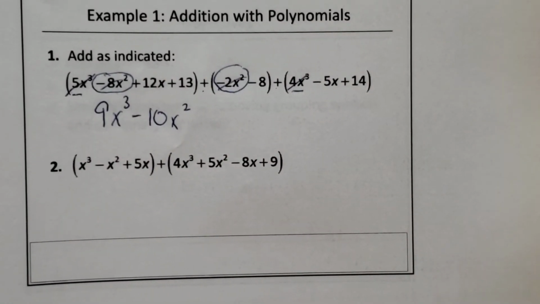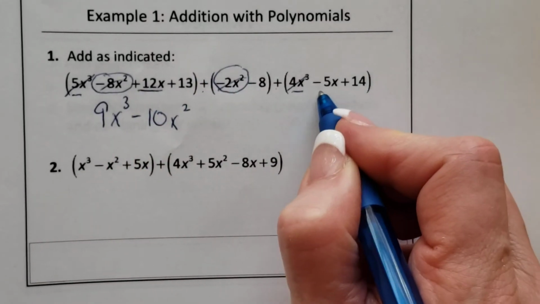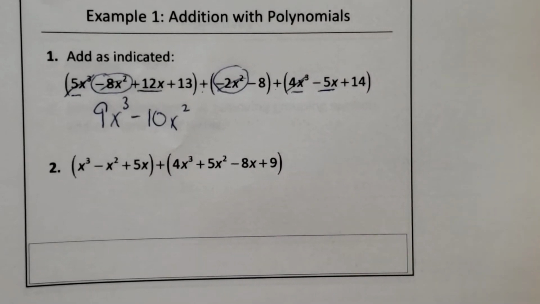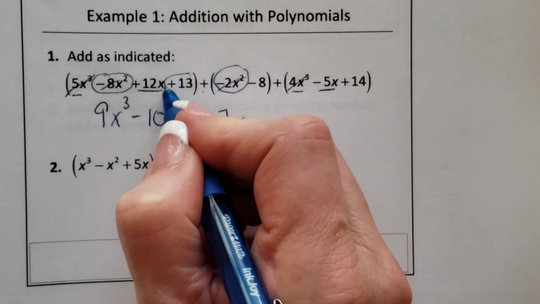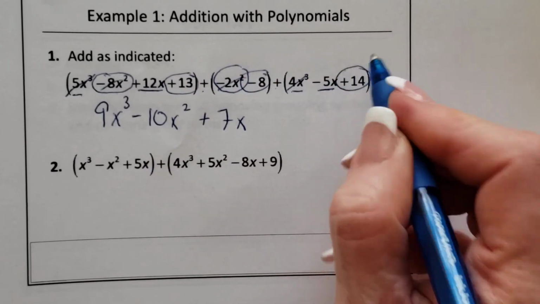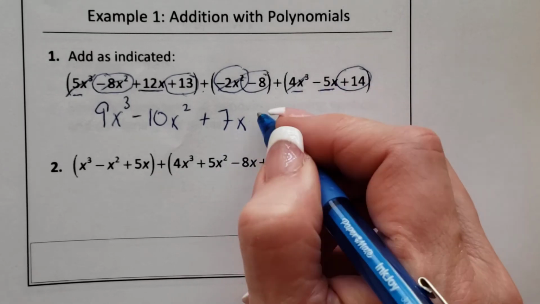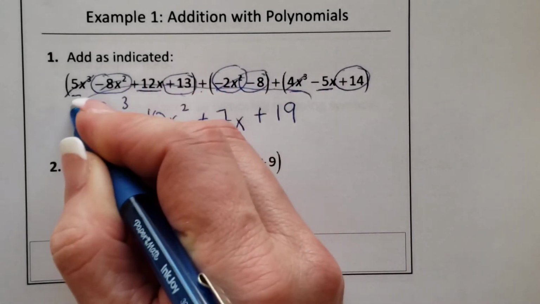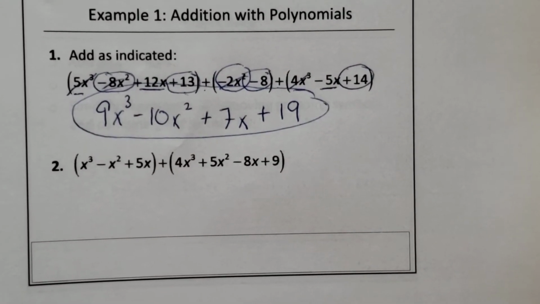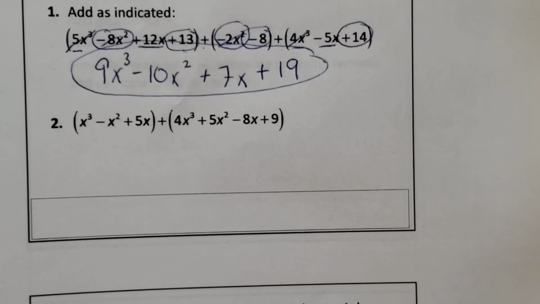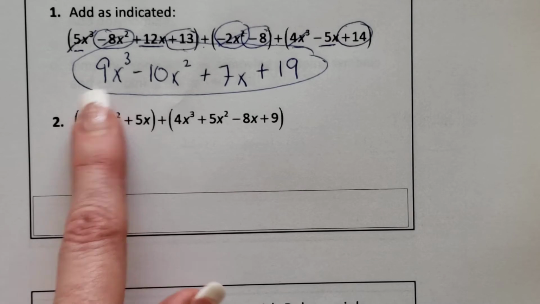Now I have just some x's. So I have positive 12x combined with negative 5x. So 12 combined with negative 5 is positive 7x. Then I have a few constants. So 13 minus 8 is 5, and 5 plus 14 is positive 19. So that is my final answer. I have a polynomial with 4 terms. It's a third degree polynomial, and my leading coefficient is 9.